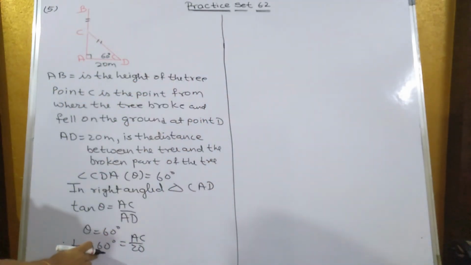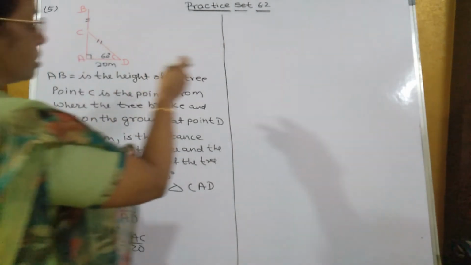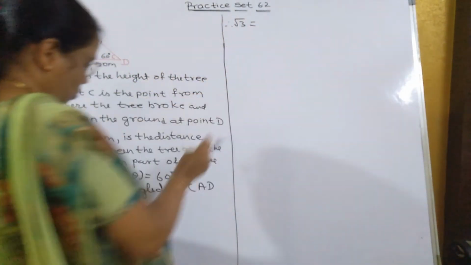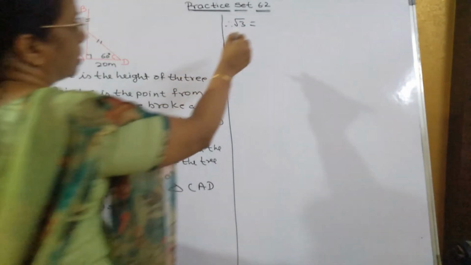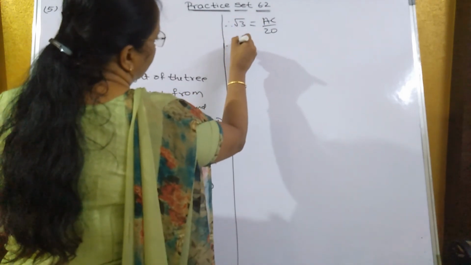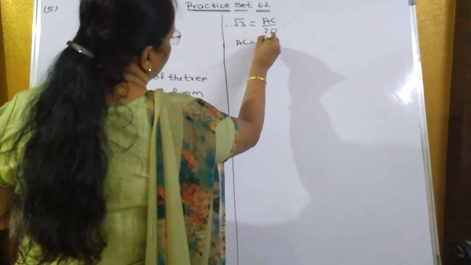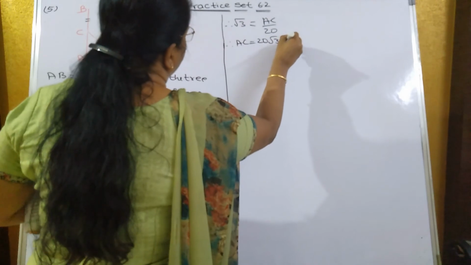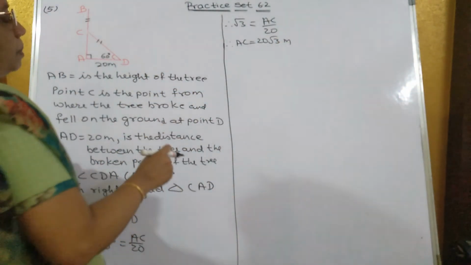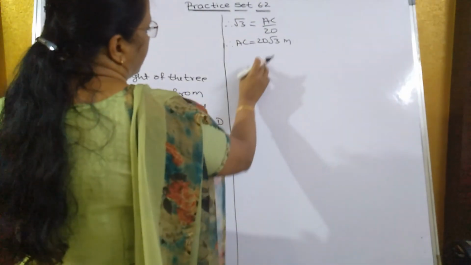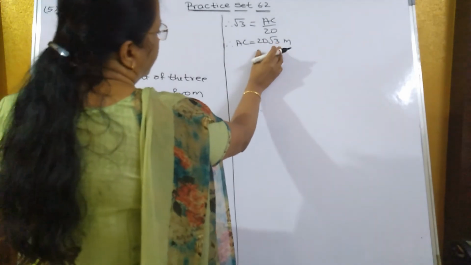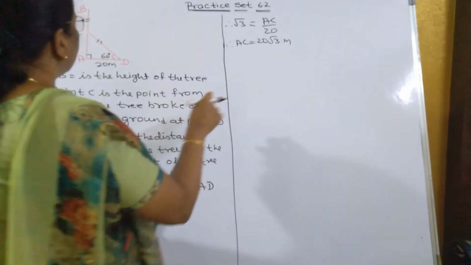Now tan 60 is how much? Tan 60 is root 3. Therefore root 3 is equal to AC upon 20. Now take the 20 on the other side, so you will get AC is equal to 20 root 3 meters. Since they have not given the value of root 3 in the question, you can keep it that way. If they give the value of root 3, then multiply with the value of root 3, that is 1.73, and you will get an answer, and then you have to find out the height of the tree.